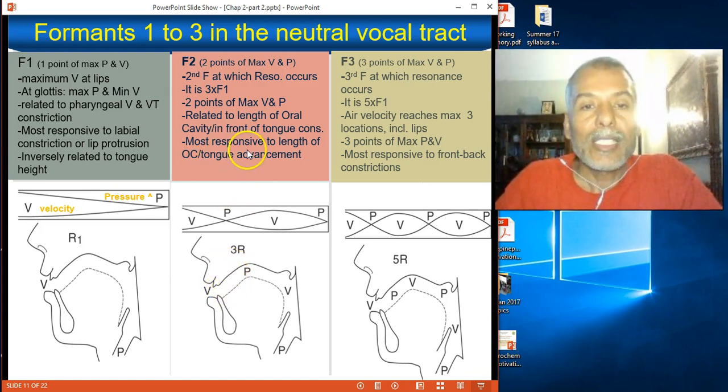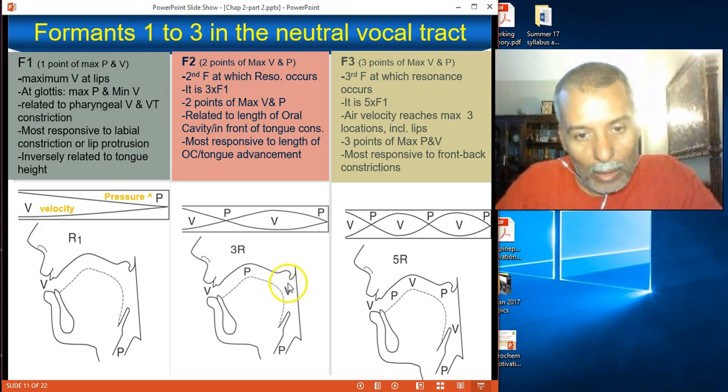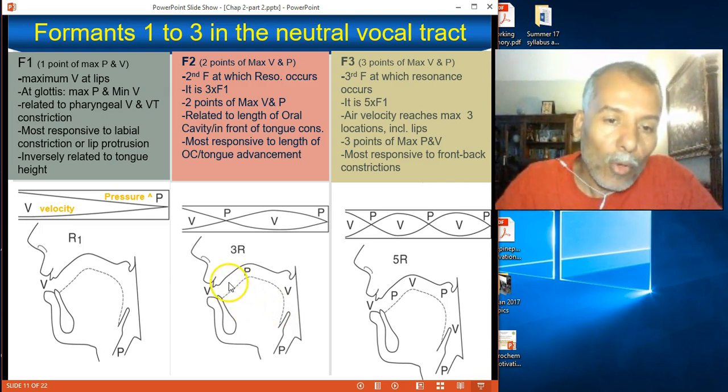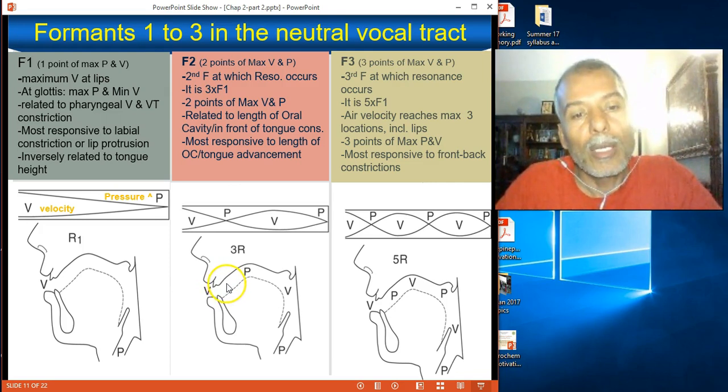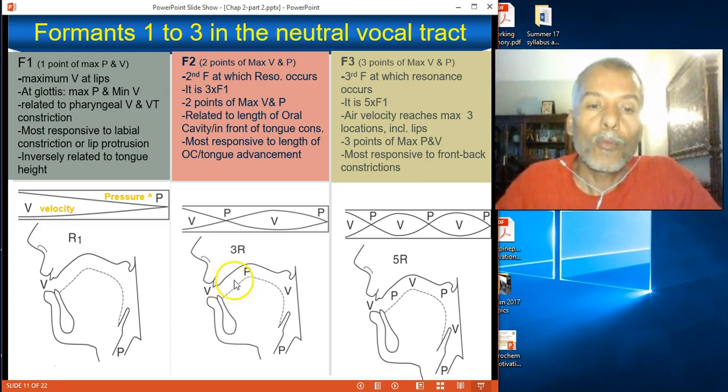It is most sensitive to the length of the oral cavity. If someone has, say, a different length of the oral cavity, the distance here, that is going to make it low or high, and also tongue advancement. If the tongue goes forward, it will create a smaller space in the front that will make the frequency higher. And if the tongue goes back, it creates more room in front, and that will make the frequency lower for F2.